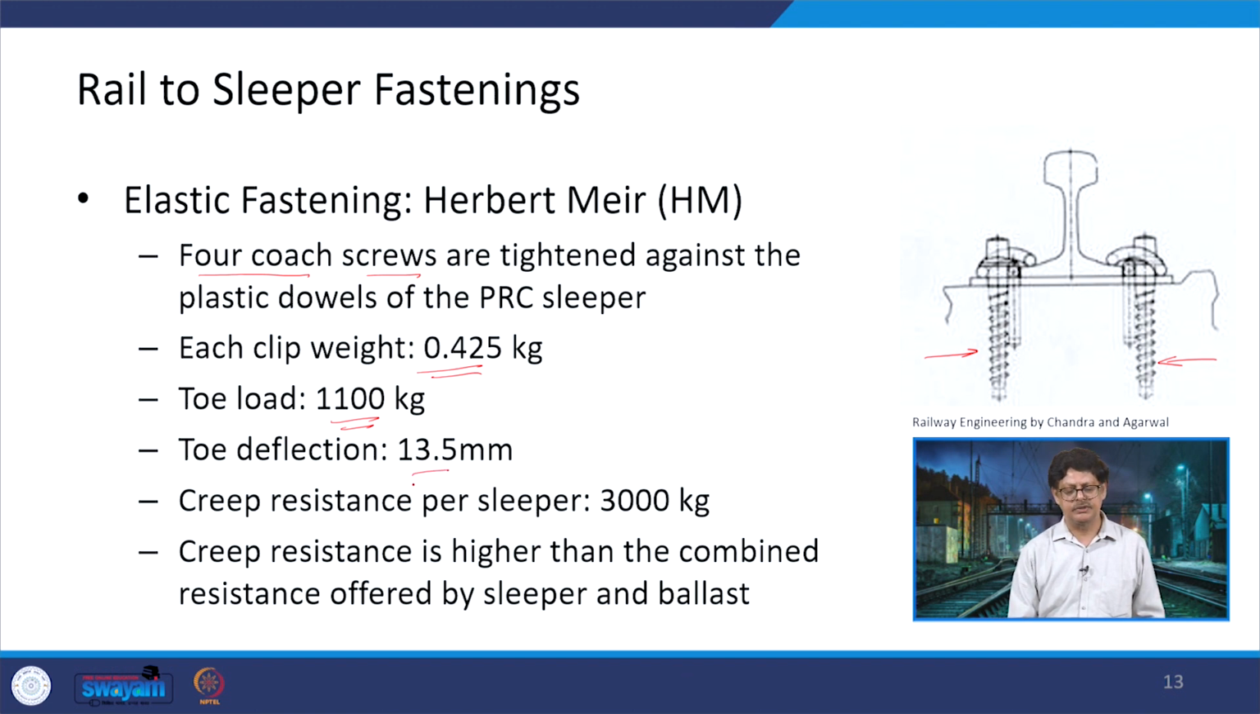Toe deflection is again in a medium range as compared to the previous types of the ERCs which we have discussed, it is 13.5. Creep resistance per sleeper is 3000 kgs. So, it is a good value, 3 tons of resistance being offered, and that is useful when we talk about LWRs and the resisting lengths there because of the forces which are coming due to the temperature variations. Then creep resistance is higher than the combined resistance which is being offered by the sleeper and the ballast.